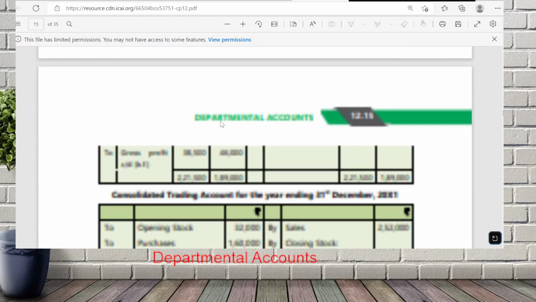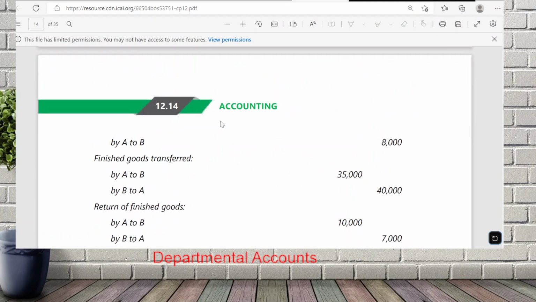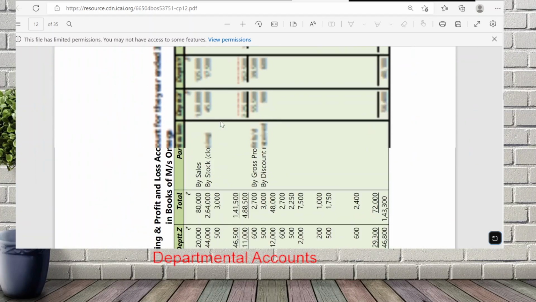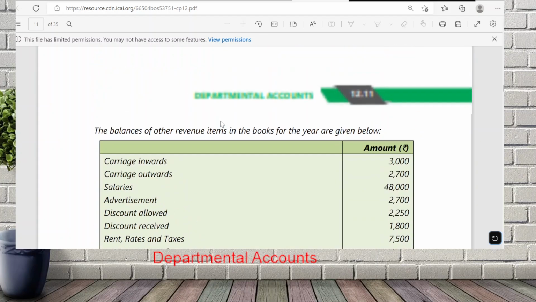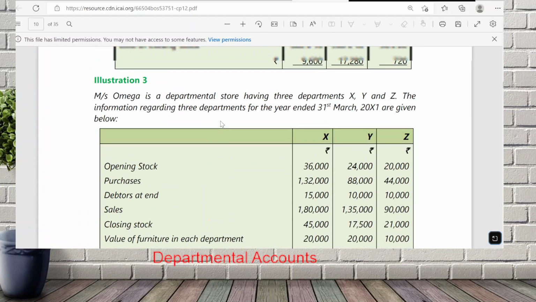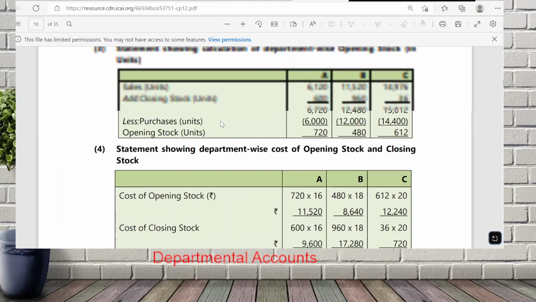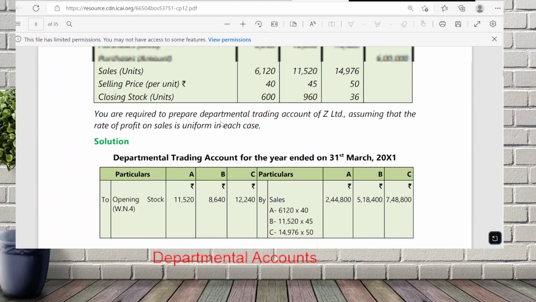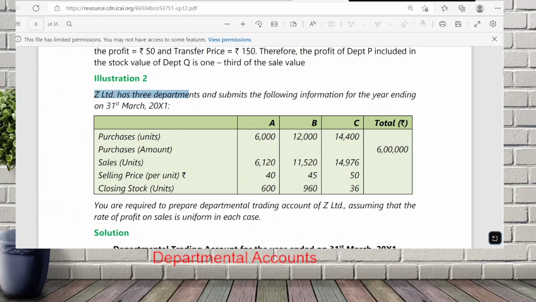Let me take one or two problems from your study material also and work out, or just check it. Okay, you can go through at home. This is illustration number 3. I hope we have done this question. It is a model question with 3 departments A, B, C. Purchased units is given. Total purchase cost 6 lakhs. Sales, selling price, closing stock is given.